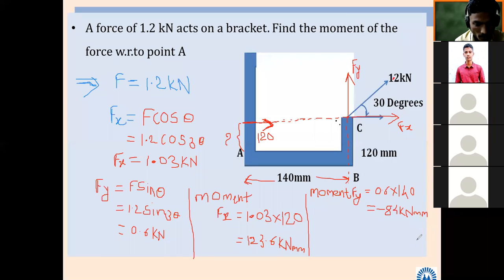So if you are unable to apply the mind, you have to consider point A is fixed.